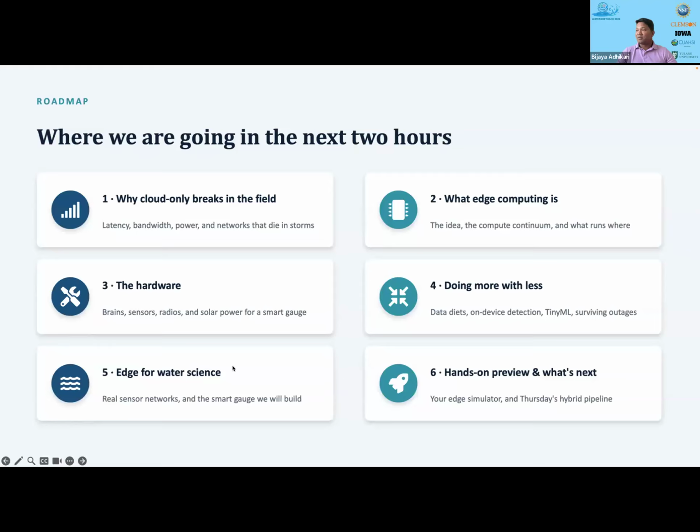And five and six are what's going to happen in the afternoon session led by Mihail. We'll try to build some small edge applications for water science, where we'll simulate real sensor networks, and then try to see the smart gauges that we'll build.